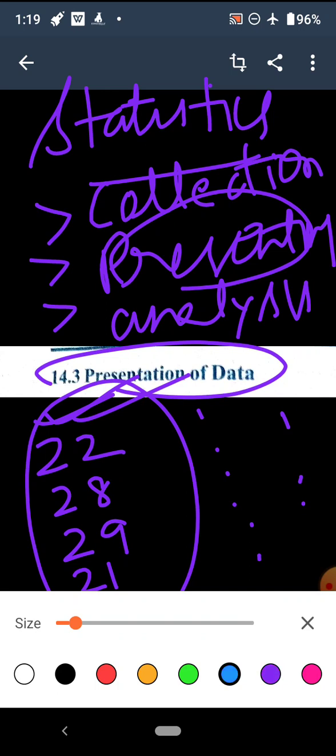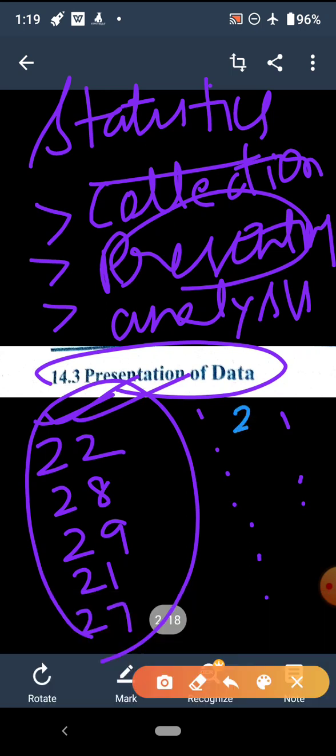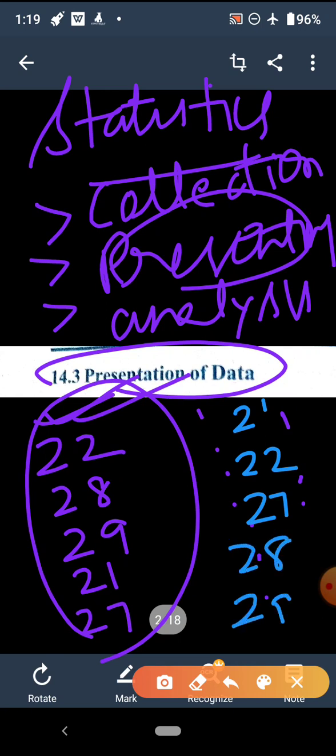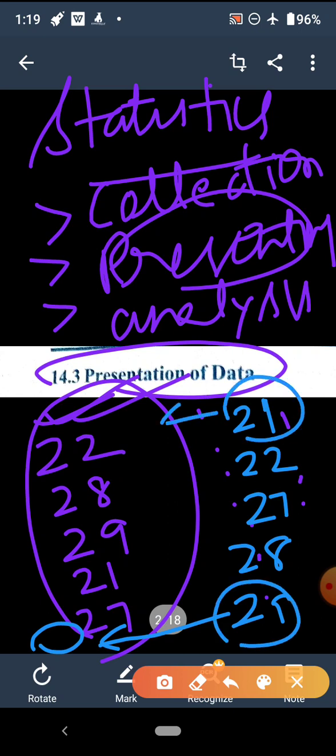But if I arrange the numbers like 21, 22, 27, 28, 29, the child having 29 marks can easily see that he is getting the highest marks, and the child getting 21 marks can easily see that he is getting the lowest marks. You can also identify your positions. So presentation means presenting data in such a manner that it is understandable to the user. This form of data is called raw data. Raw data means the data which is collected originally.